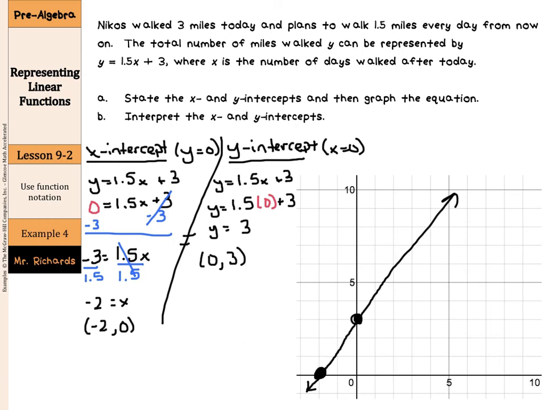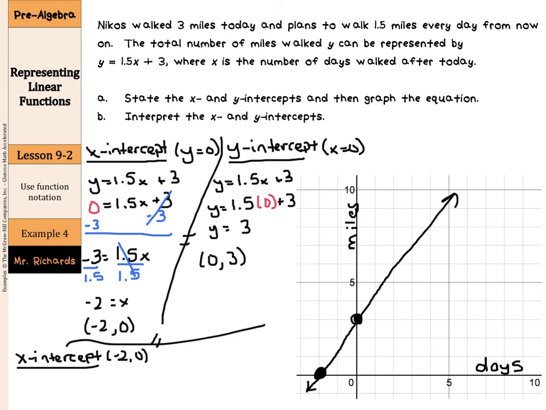Now, what was my x? My x were my number of days. And my y's represented the number of miles. And that is helpful when it comes time to interpret our intercepts. Well, for our x-intercept of negative 2, 0, this is actually not possible. We can say this does not apply, since we cannot have a negative number of days. I mean, the x-intercept, negative 2, 0, infers that we have negative days. That simply can't happen.